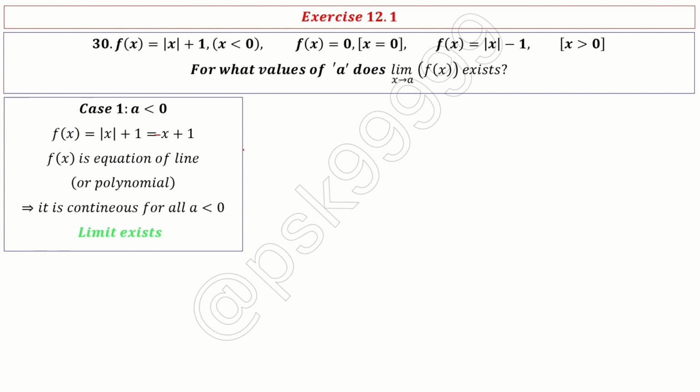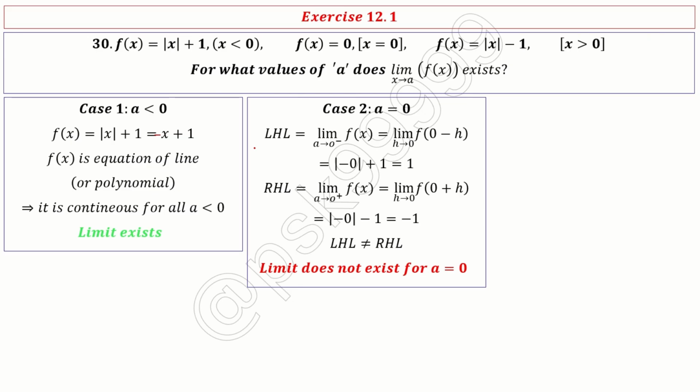If you see, f of x equals minus x plus 1 is a straight line equation. A straight line is always continuous. There is no discontinuity, which means the limit exists for all values. So the limit exists for all a less than 0. This is the advantage of understanding the geometric methods, actually graphs. If you get a continuous graph, definitely you can say that the limit exists for all the values.